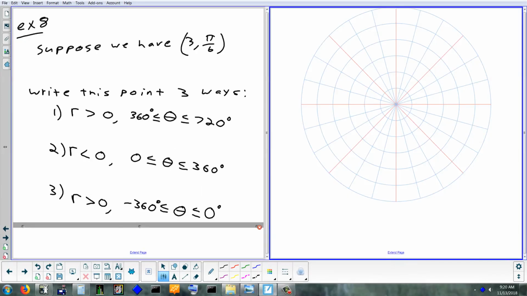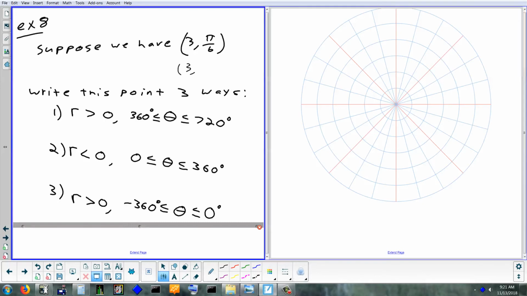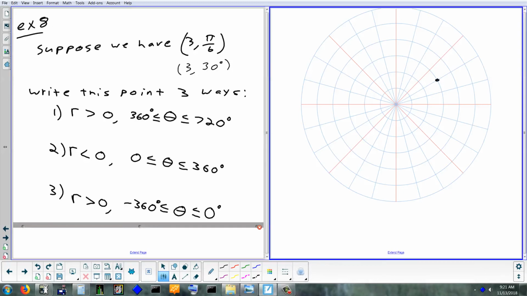Okay, so first thing I would do here is I would change pi over 6 to a degree, just so I can kind of figure out where it is, because I can work in degrees in my head easier than a fraction with pi. What is pi over 6 in degrees? 30. If you think of pi as 180, it's 180 divided by 6. All right, so let's mark where that is. 3, 30. It's right there.